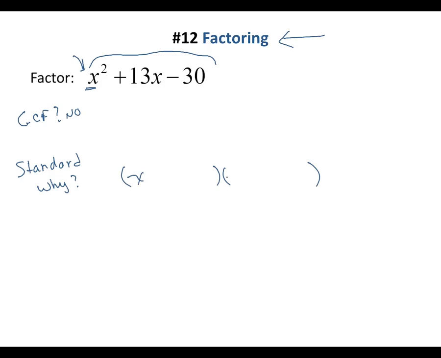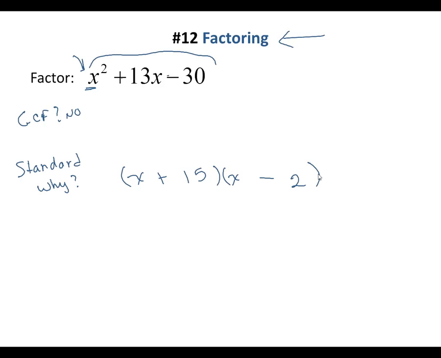How many terms is this? This is a trinomial. What kind of trinomial is it? This is a standard trinomial. Why? The lead coefficient. That's what makes this a standard trinomial. So how do we factor a standard trinomial? On a trinomial that has a lead coefficient that's 2, 3, 4, 5, you might use the AC method. This standard trinomial can factor in one step.